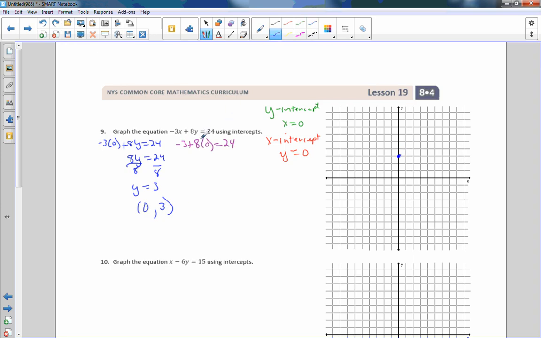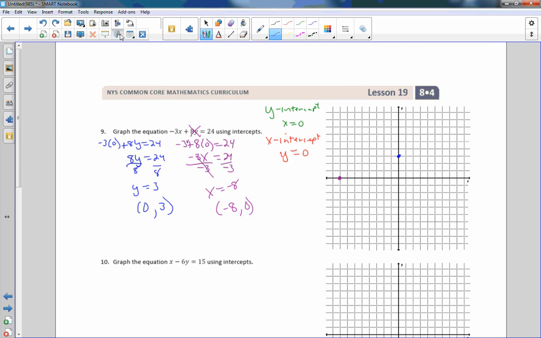Now if I do this one and make y 0, this is going to go away because 8 times 0 is 0, and I get negative 3x, I forgot my x right here, equals 24. Divide by negative 3, divide by negative 3, and I get x equals negative 8. So when x is negative 8, y was 0. So I go negative 8 on the x-axis. 1, 2, 3, 4, 5, 6, 7, 8 is right here.